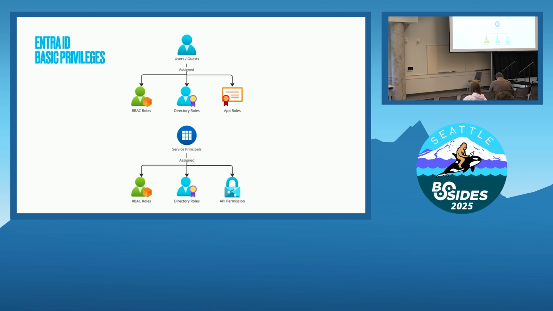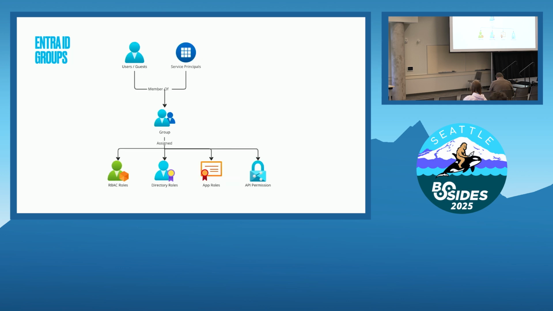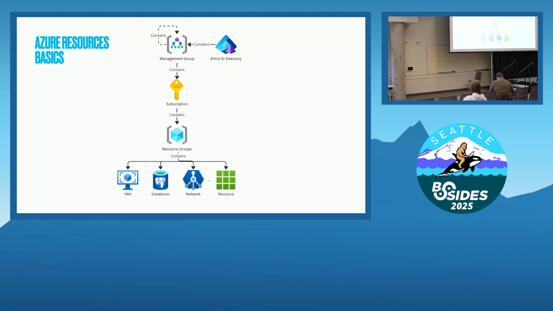In terms of privileges, you can give users directory roles. That means they're going to be able to do things against the Entra ID tenant itself. And then we've got RBAC roles, which we're going to get into with Azure resources. And then you can give these users app roles. Service principals, these machine identities, are pretty much the same thing, except instead of app roles, they have API permissions. And then you can put those things in security groups and hand out the privileges that way. So all pretty basic stuff.